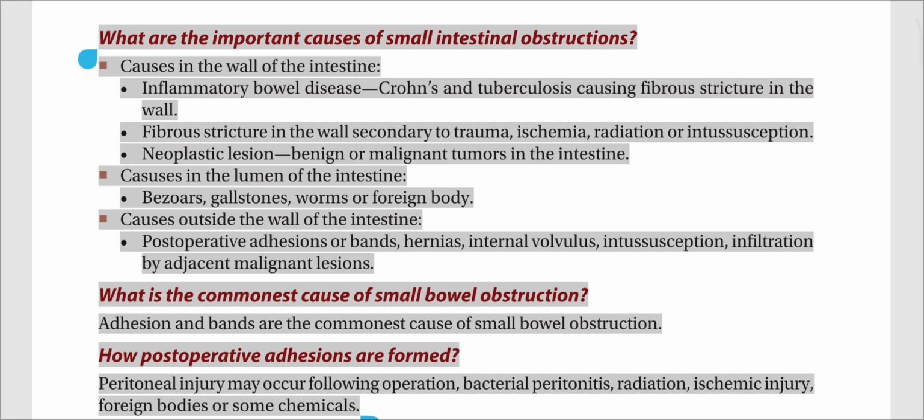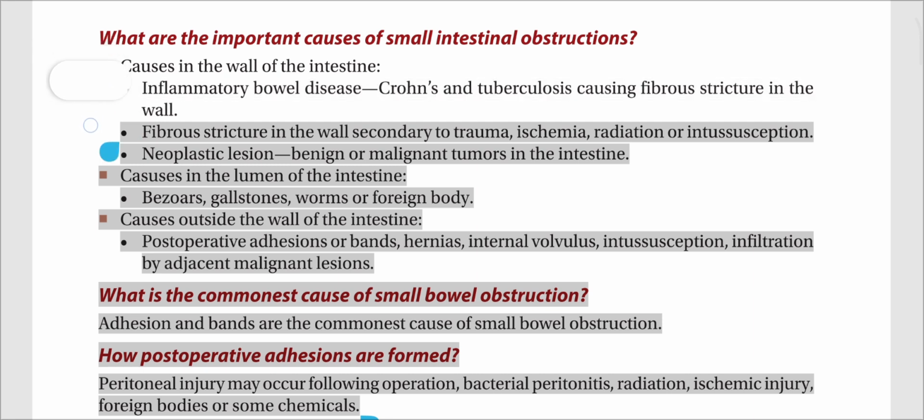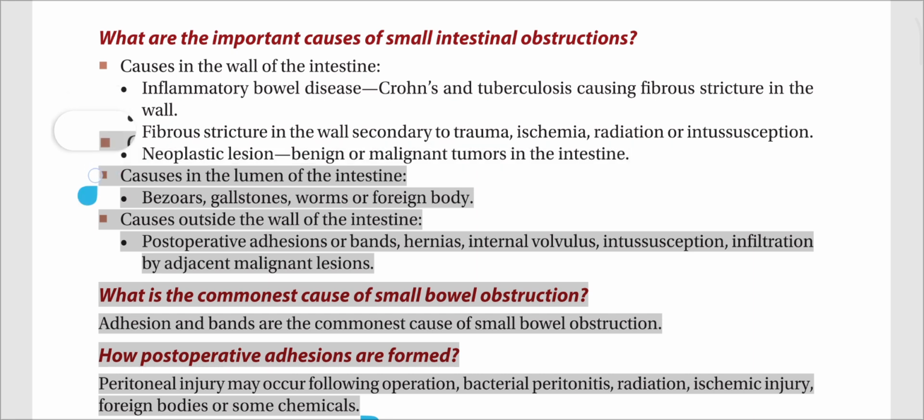What are the important causes of small intestinal obstruction? Causes in the wall of the intestine: inflammatory bowel disease, Crohn's and tuberculosis causing fibrous stricture in the wall. Fibrous stricture in the wall secondary to trauma, ischemia, radiation or intussusception, neoplastic lesion, benign or malignant tumors in the intestine. Causes in the lumen of the intestine: bezoars, gallstones, worms or foreign body.